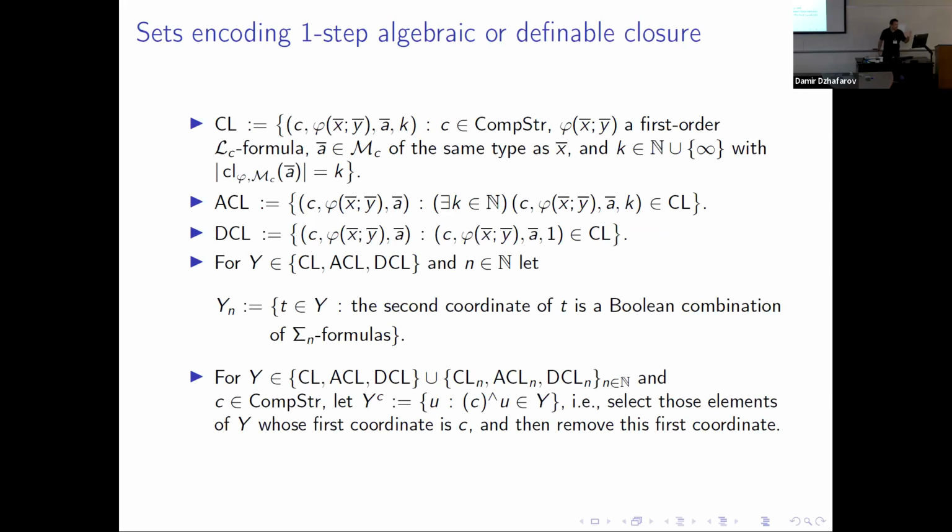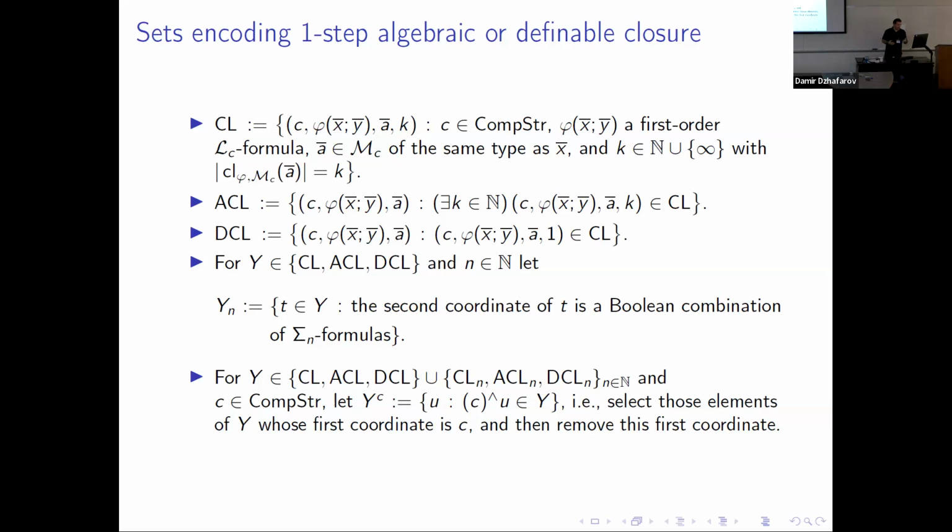The first one is the collection of tuples C, which is a code for a structure, a formula, and a tuple in the structure, along with K, which tells you how many realizations of that tuple you have. So from a computability point of view, if you're interested in studying the algebraic closure or the definable closure, where you have either finitely many realizations or one realization, this encodes all the information you need to figure that out, at least in the one-step iteration.